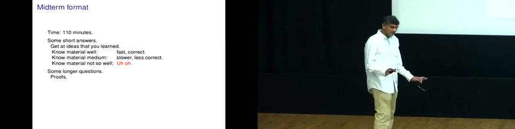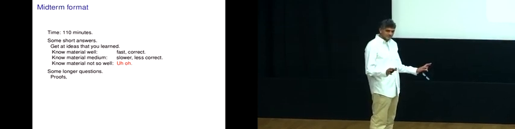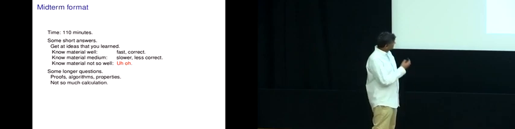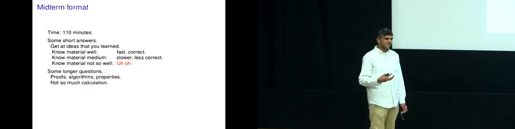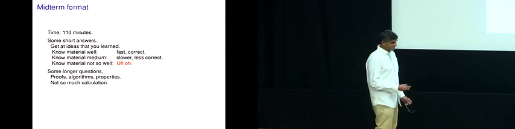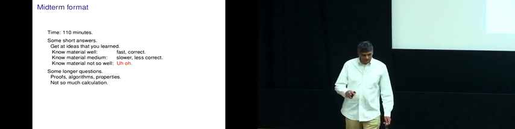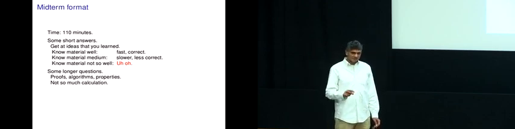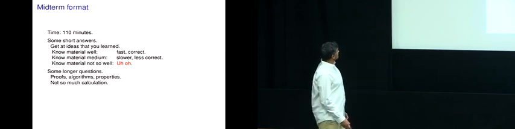Some longer questions, not so many, actually. We kind of manage them so that, that's the way we do things. Algorithms, properties, not so much calculation. We don't ask you to run algorithms so much in this class. We're trying to get you to think about why they work instead of having you follow recipes. You've done that through K through 12. That's done. Okay, so good studying.